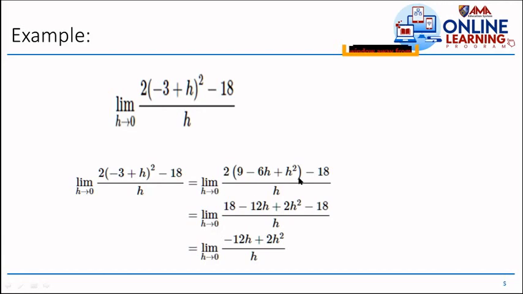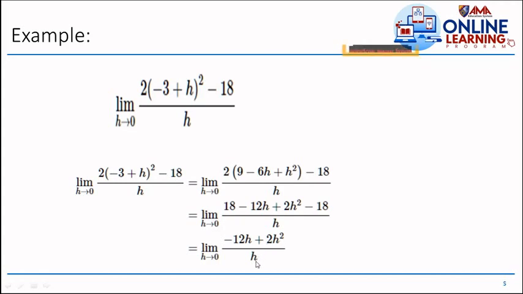Yes po sir. Okay. So, next, distribute na natin yung 2 ngayon. I-multiply natin. 2 by 9, 18. 2 times negative 6, negative 12. 2 by h, 2h squared. Then, minus 18. Yung minus 18 ngayon, magka-cancel na. So, natira, ito na lang: negative 12h plus 2h squared all over h.